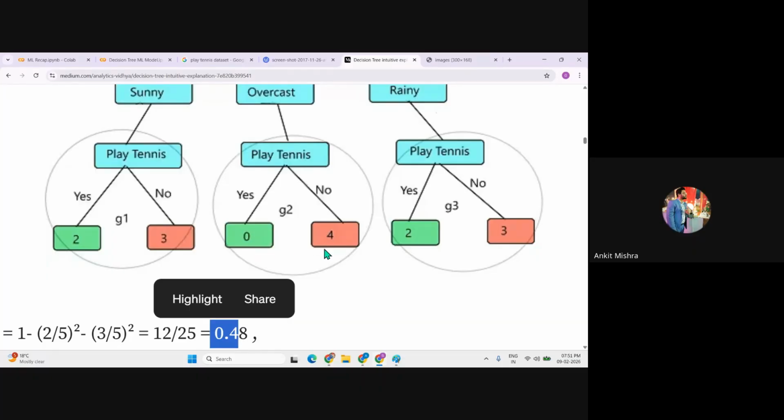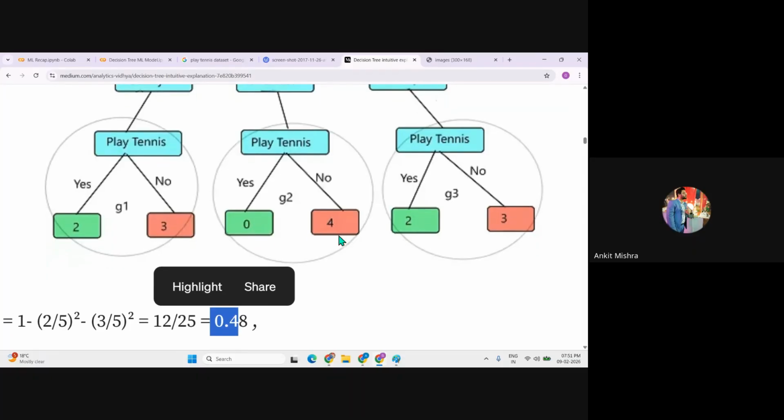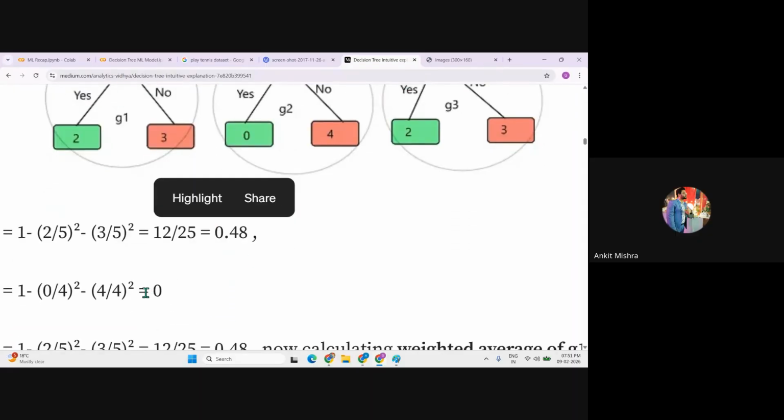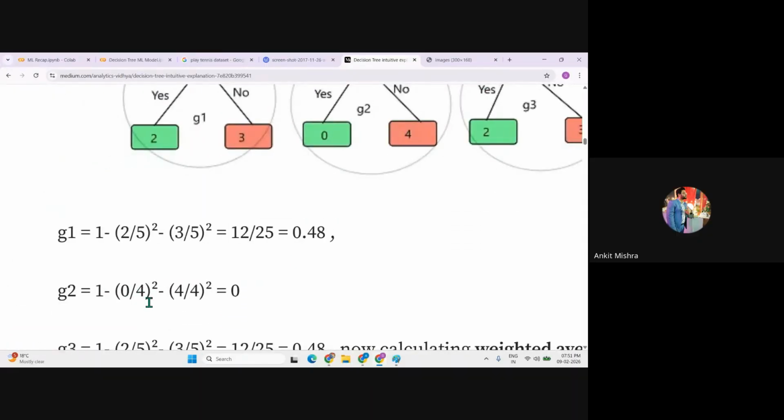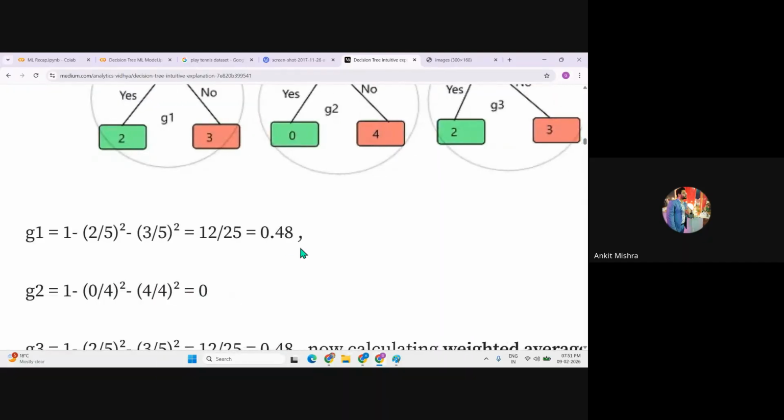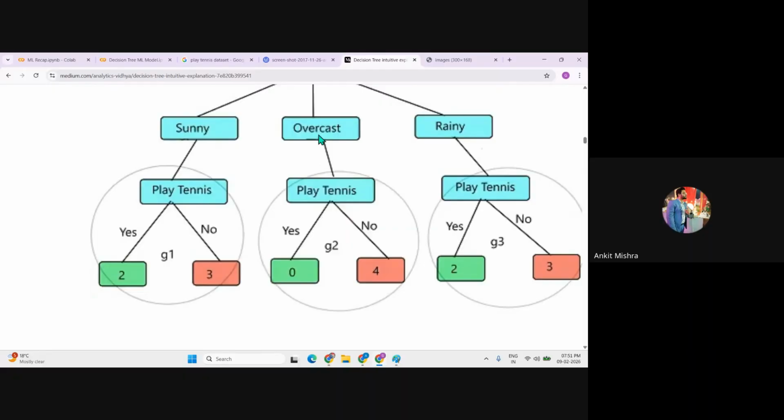Since 4 by 4 squared is 1, it's 1 minus 1, and the entropy, or the index, will become 0. So it's 1 minus (4 by 4) squared, and the final answer is 0. So the Gini index of this overcast is 0. The impurity is 0.